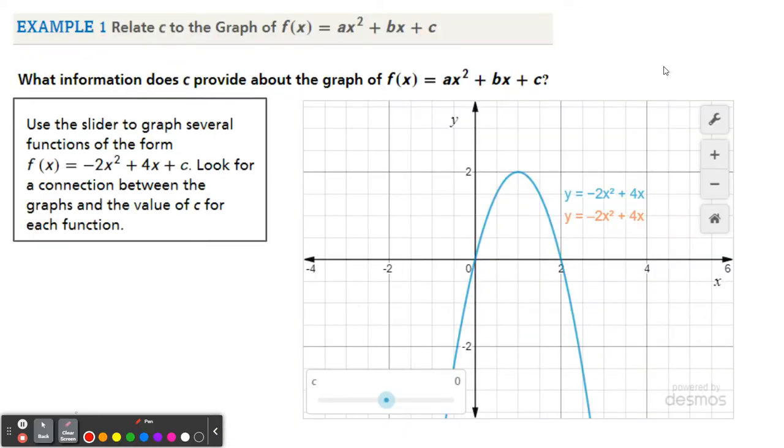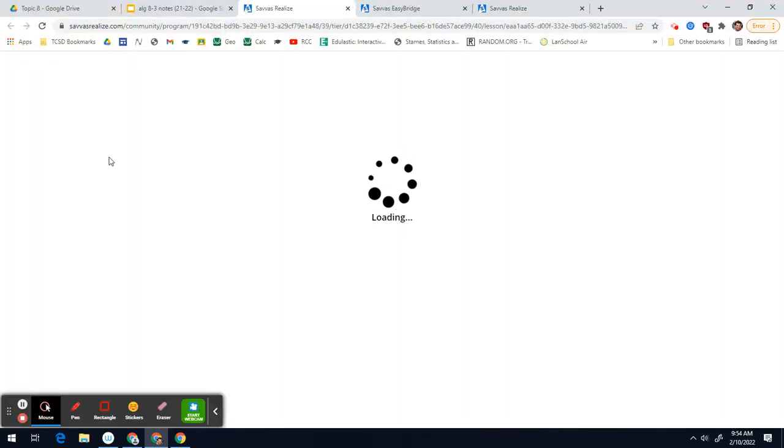All right, so it says, what information does C provide about the graph of f of x equals ax squared plus bx plus c? So again, this is our standard form for quadratic. And we're looking to see what does the C tell us, right? This C value here. Let me log us on to Sophos and we'll talk about what the C means. Let's go ahead and look at this applet together.